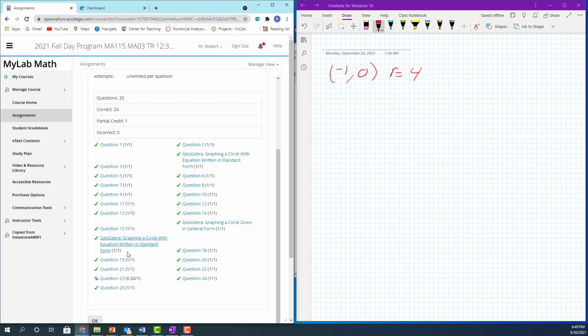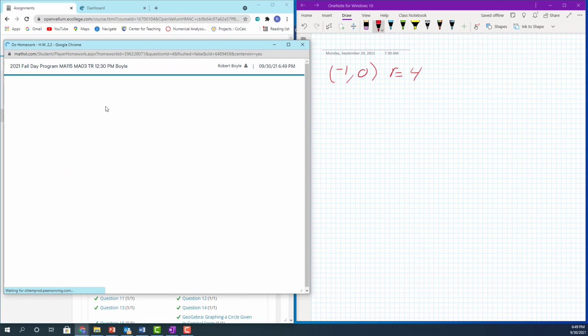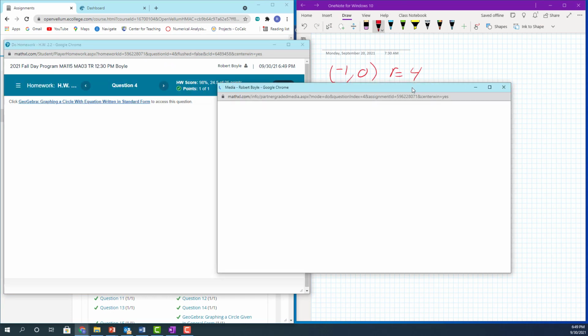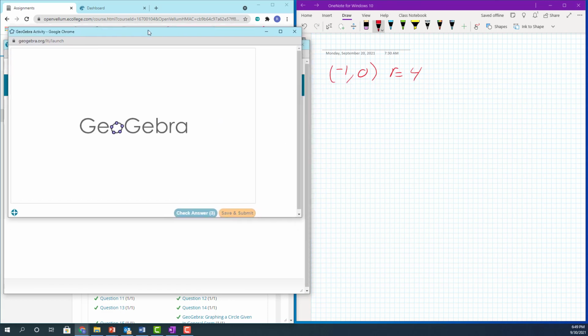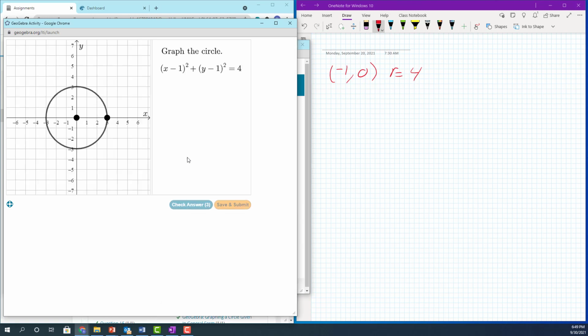The next one. Oh, actually, there's one right here, which was question 4. I almost forgot about it. Okay, once again, when you click on that question, this brings up the link. You go ahead and click on the link. The GeoGebra window comes up. You have to wait for that. That takes some time. And here we are. And it says graph the circle that corresponds to this particular equation.